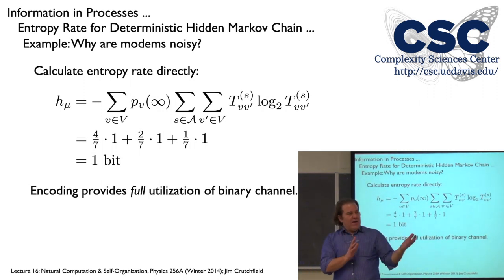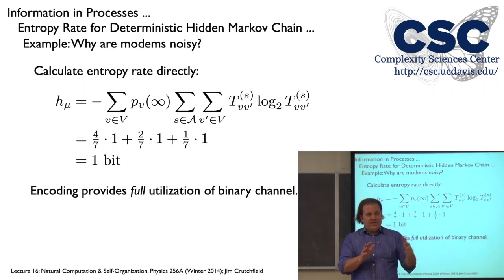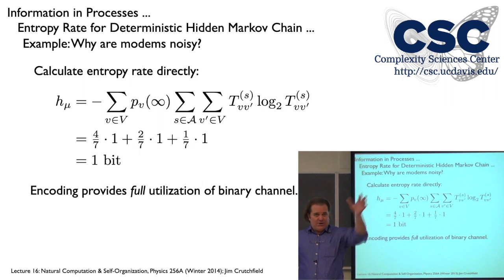Okay, so I started with this 4-symbol biased alphabet. I chose these optimal code words. It's this prefix code. I built this encoder, and it has turned that 4-letter source into a fair coin.